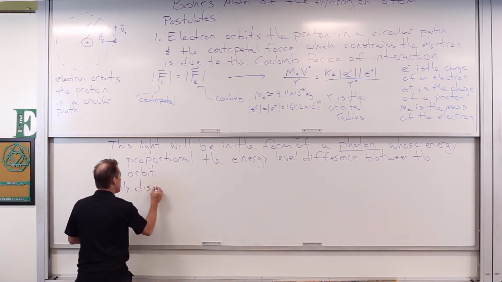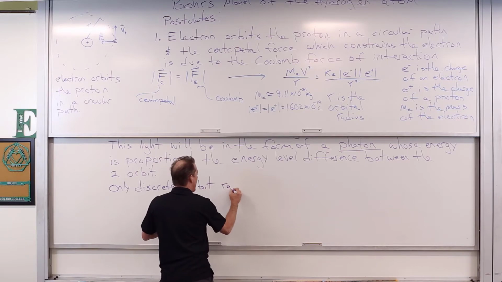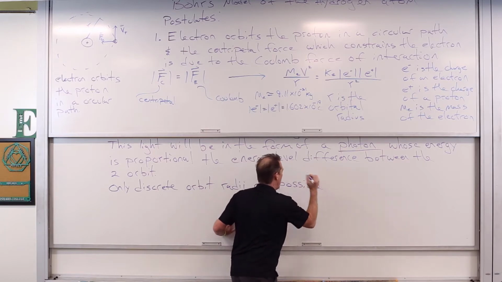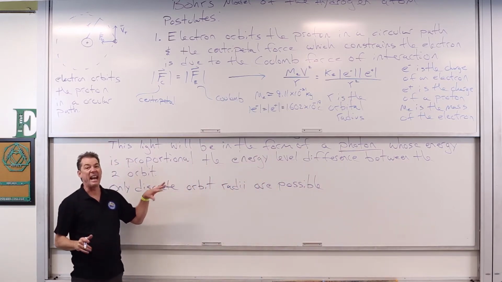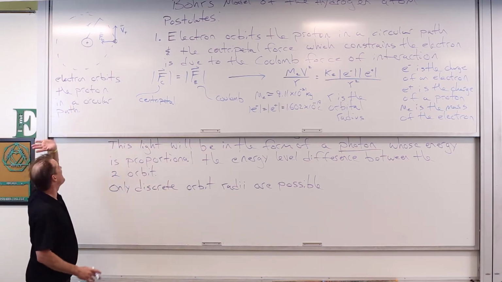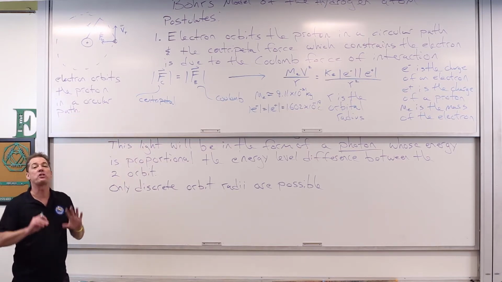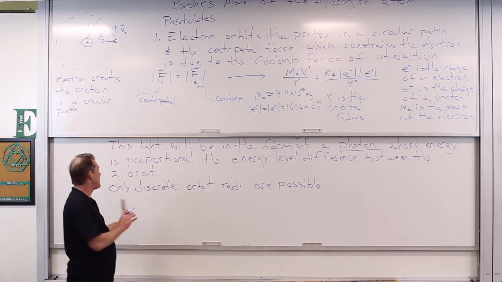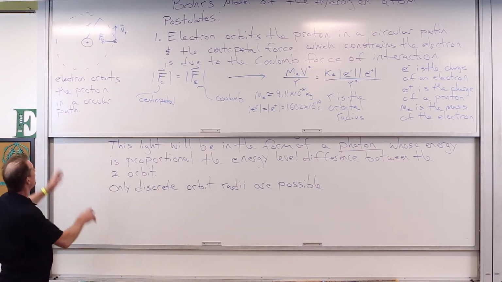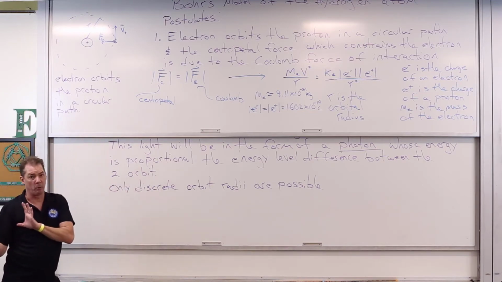Only discrete orbital radii are possible. This is putting a quantum sort of restriction on the system, saying that it just can't be anywhere. There are discrete locations, orbital radii or orbital paths at which the electron can exist. Those are the only stable orbits. Everything else, unstable, the electron doesn't exist there. So now it's saying, yeah, there's discrete orbital radii. And now we are looking at transitions between those discrete orbital radii.